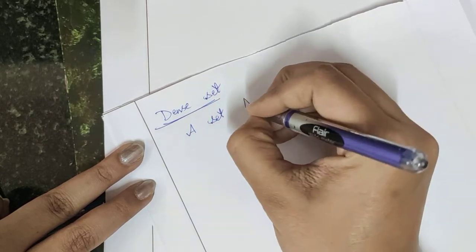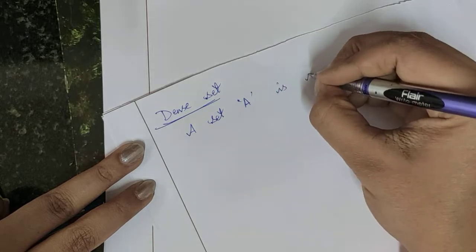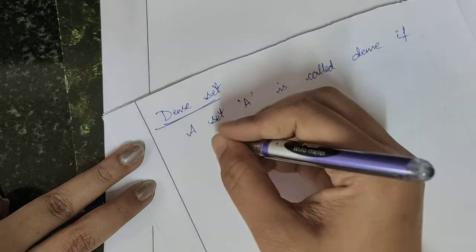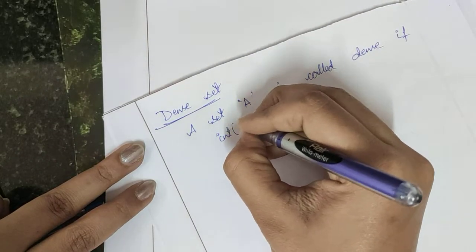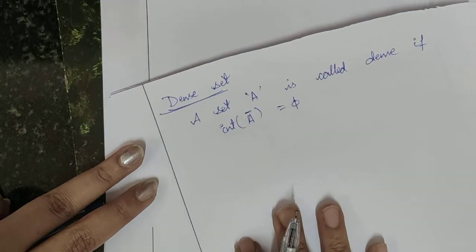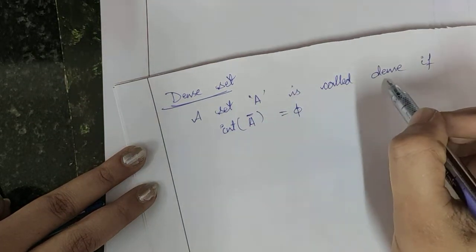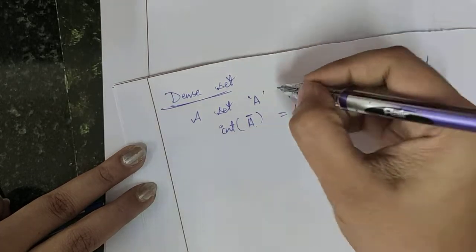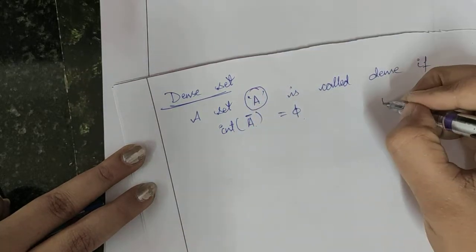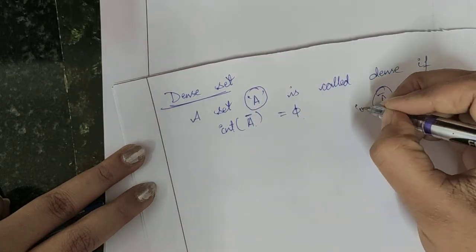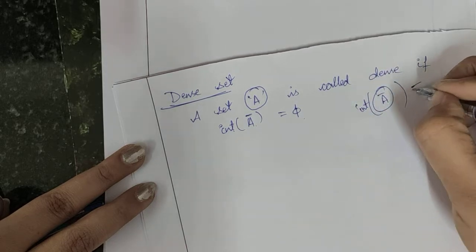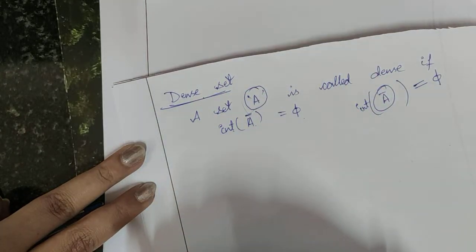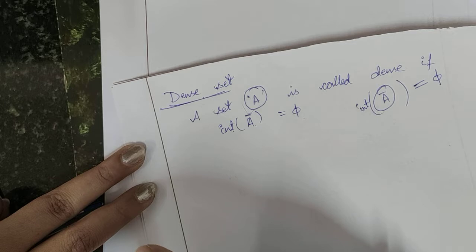A set A is called dense if and only if interior of its closure is equal to null. So if any set is called as dense if its interior of closure set A is equal to null. That means here we are considering a set A. I have to find out A closure. If I take interior of this A closure and if this is equal to null, then you can call that set A as a dense set. Otherwise it will be non-dense set. Okay.